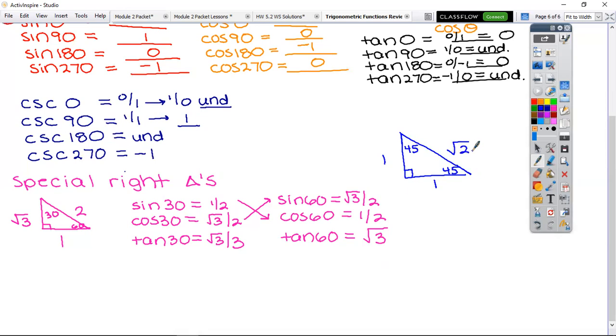So from that, we obtain that the sine of 45 is 1 over radical 2, which rationalizes to radical 2 over 2. The cosine of 45 is equivalent to radical 2 over 2 as well. And the tangent of 45 is just 1. Tan of 45 is equal to 1.